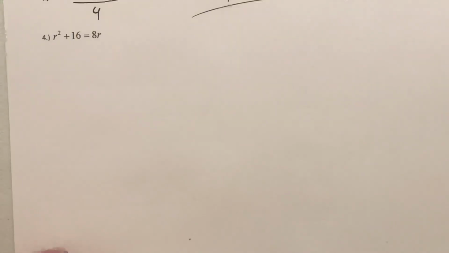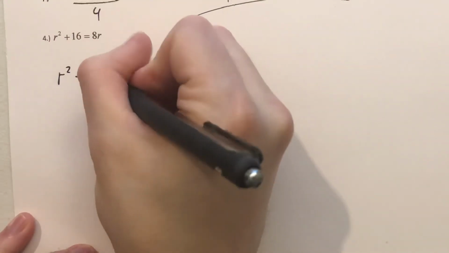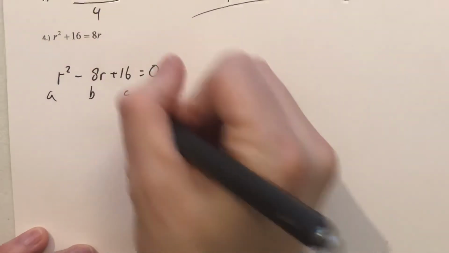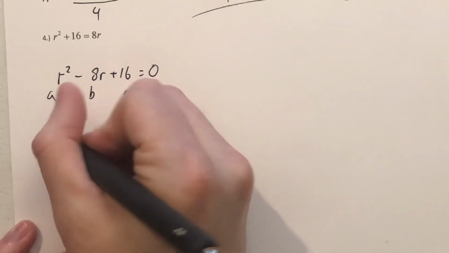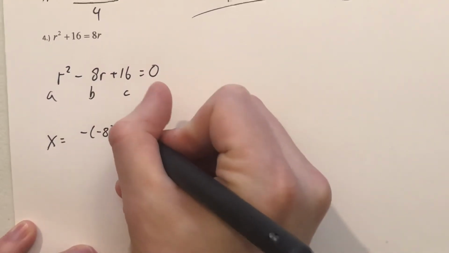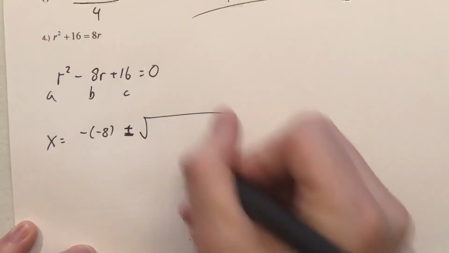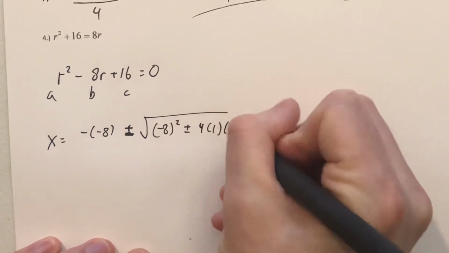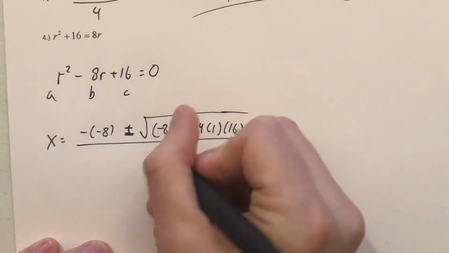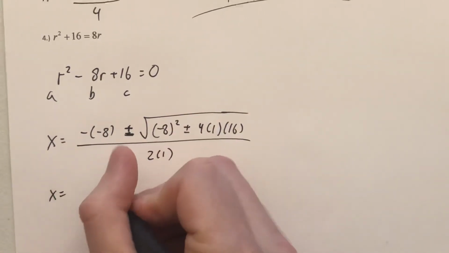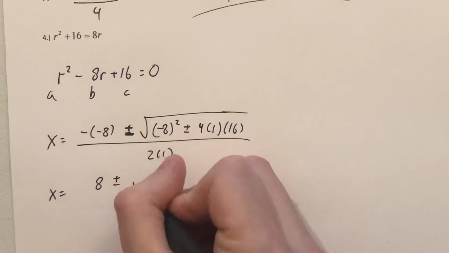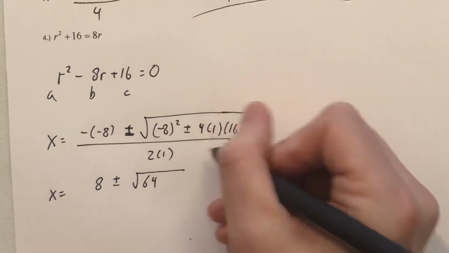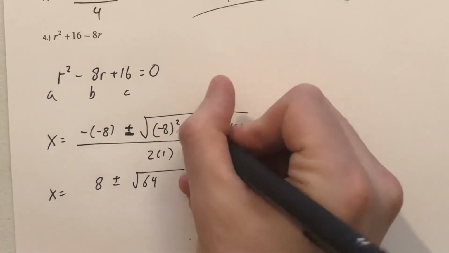All right, and the last one here, we will get it into the correct form first. Subtract that 8x on over to there. Then we've got A, B, and C. And so we've got x equals negative of negative 8 plus or minus the square root of negative 8 squared minus 4 times 1 times 16 all over 2 times 1. So that'll be the negative of negative 8, which will be an 8, plus or minus the square root of 64. Oops, that should not be a plus or minus. It should just be a minus. My apologies.